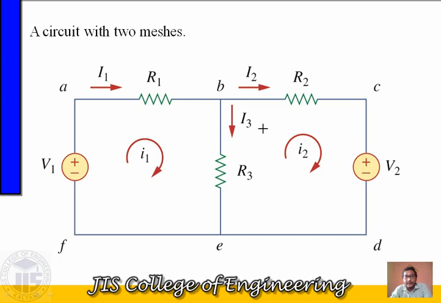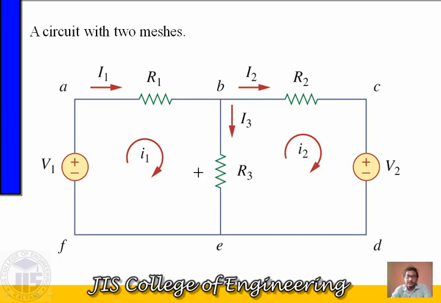So these capital I1 current, capital I2 current and capital I3 current are called the branch currents, because these currents are actually flowing through the resistances. This capital I3 current is actually flowing through this resistance. These are the branch currents. So capital I1, capital I2, capital I3 are the branch currents, and this small I1 and this small I2 are the mesh currents.